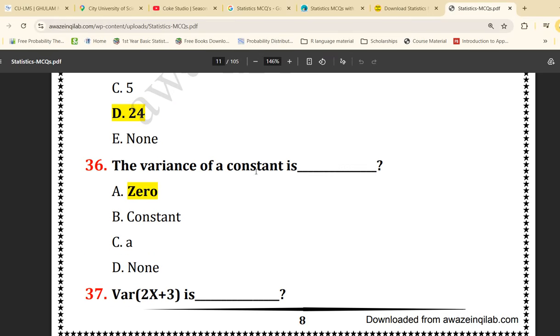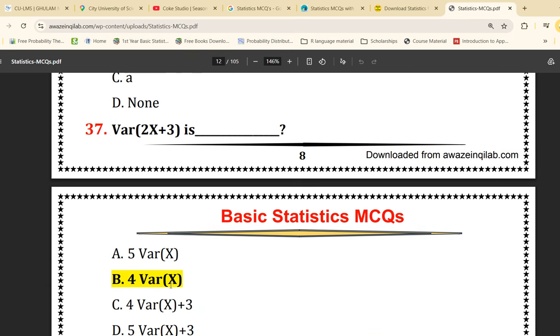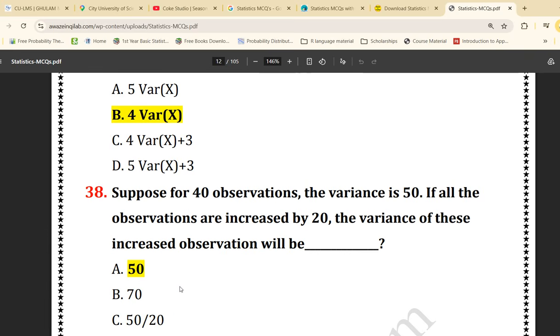The variance of a constant, I have shown you, variance of a is equal to 0. Variance of 2x plus 3. I told you this 2 will come out, so 4 variance of x will be the answer. So these are the properties of variance.